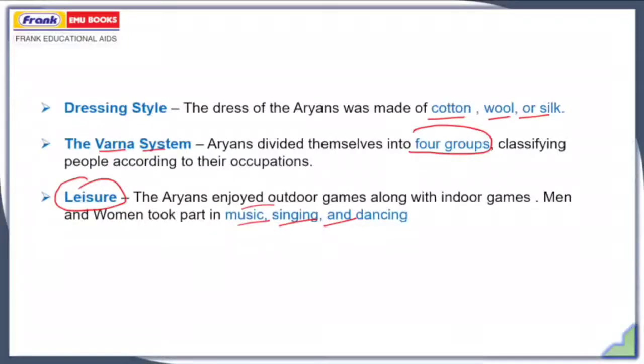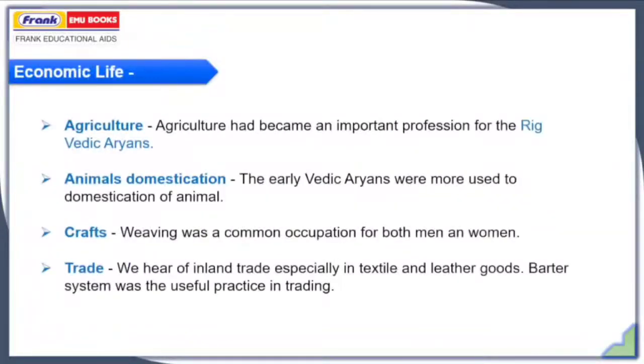Now coming to the economic life, agriculture was the main profession. Agriculture had become an important profession for the Rig Vedic Aryans. Rig Vedic Aryans means early Vedic Aryans, because the Rig Veda was compiled during the early Vedic period, which is between 1500 BCE to 1000 BCE.